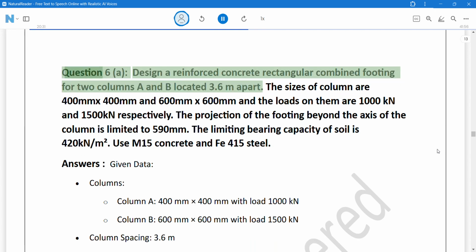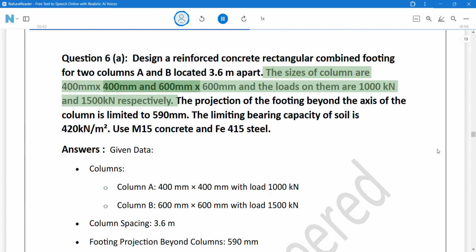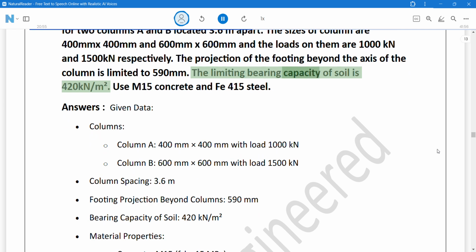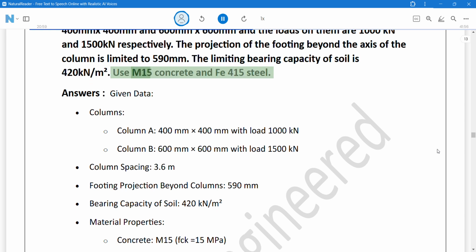Question 6. Design a reinforced concrete rectangular combined footing for two columns A and B located 3.6 m apart. The sizes of the columns are 400 mm x 400 mm and 600 mm x 600 mm, and the loads on them are 1000 kN and 1500 kN respectively. The projection of the footing beyond the axis of the column is limited to 590 mm. The limiting bearing capacity of soil is 420 kN per square meter. Use M15 concrete and Fe 415 steel.